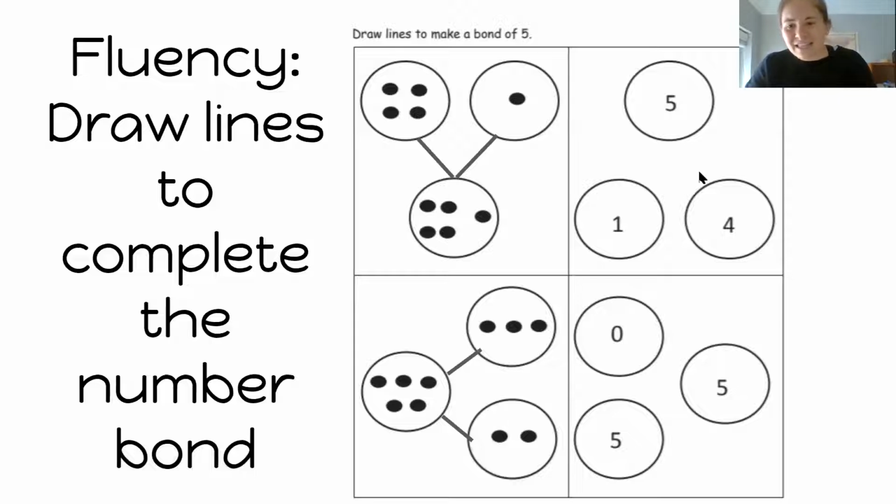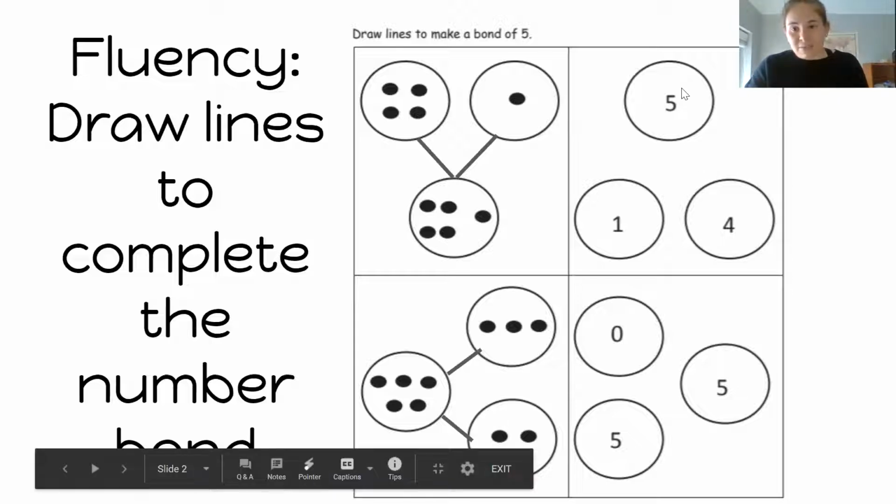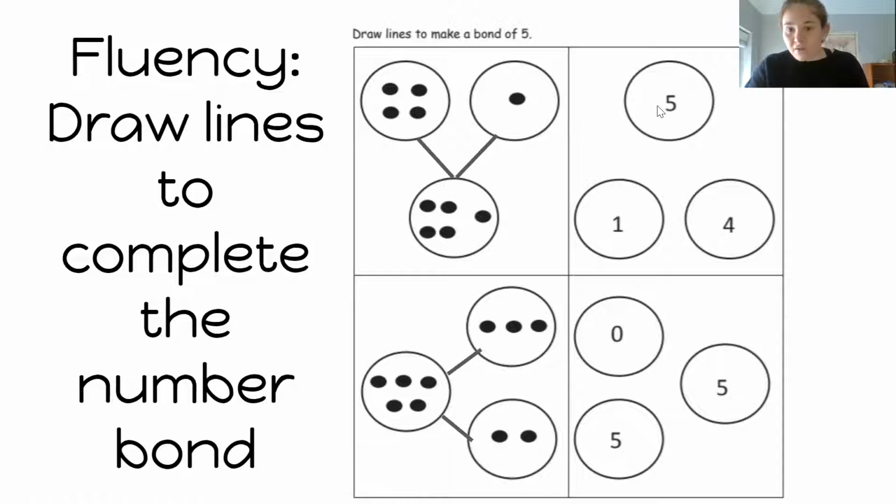Fabulous job. Let's come on up here. Now we're working with numbers instead of dots. So we don't have to count them this time. We see the number 5, 1, and 4. Now our job is to figure out which one is the total, just like before. Which number is our whole number? Which one is the biggest? Is it 1? Is it 4? Or is it 5? Which one's the biggest?